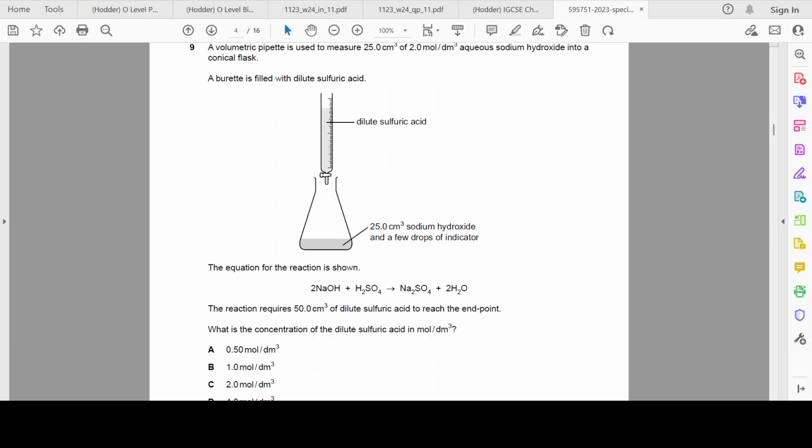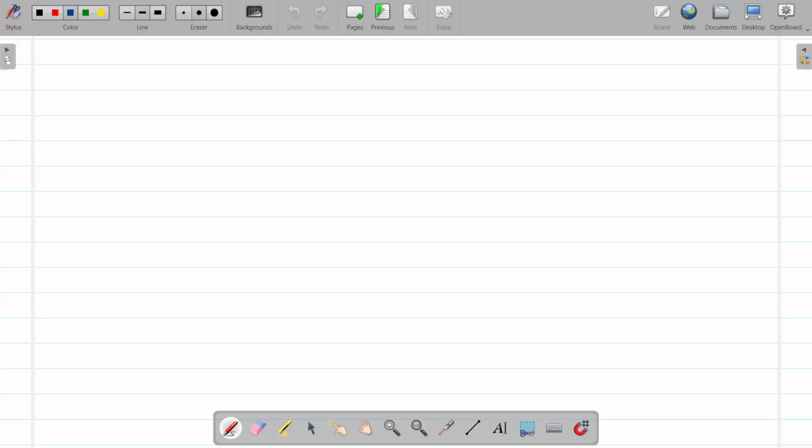Are we going to calculate the moles here? No. The very easy and quick method. Remember, I gave you that, it's also in the book. So, moving to the whiteboard very quickly. There's the whiteboard.